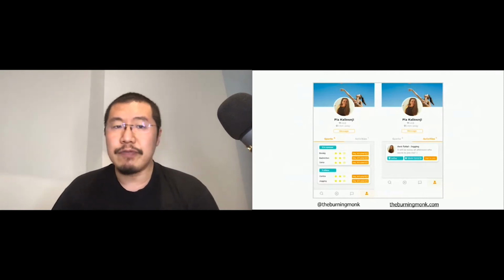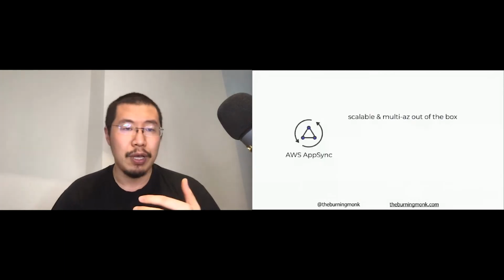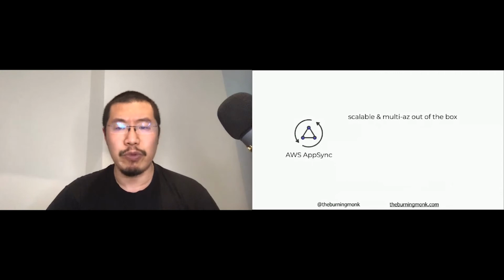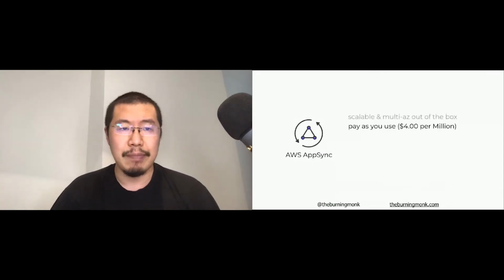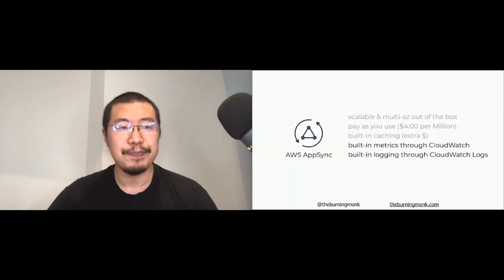So AppSync itself is very scalable. The GraphQL subscriptions implementation can support millions of connected clients, and your AppSync API is deployed to multiple availability zones out of the box, which gives you a really good baseline for resilience as well. And you only pay for what you use, at $4 per million operations. And as I mentioned earlier, it's got built-in support for caching, which does charge you extra, essentially you'll be paying for uptime for a memcached node.